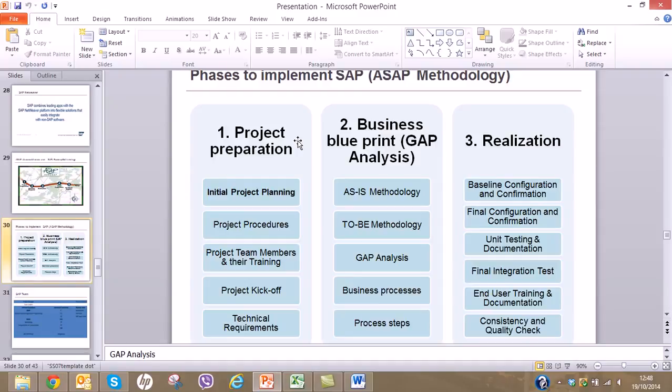Project kick off. We use the word kick off like in football. It's like a project kick off meeting, a formal word. Technical requirements: they will determine what technical requirements they need. Technical requirements means computers, laptops, the SAP server, and all the networking of the SAP server.